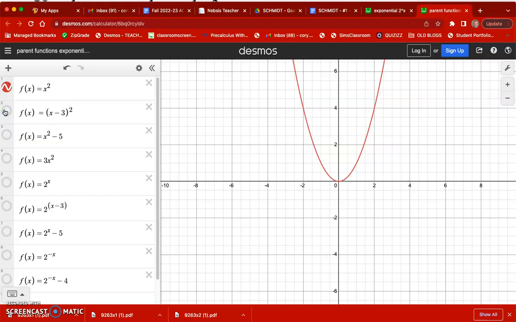Notice that we're subtracting in a different spot. Now, vertically, we're going to move down 5. Okay, what about if I have that coefficient of 3 up front? Vertically, we're going to stretch that thing 3 times. Good. Now, what happens if we jump over to the exponential?